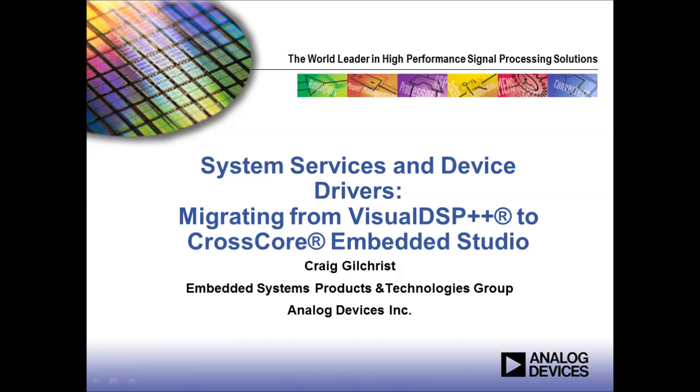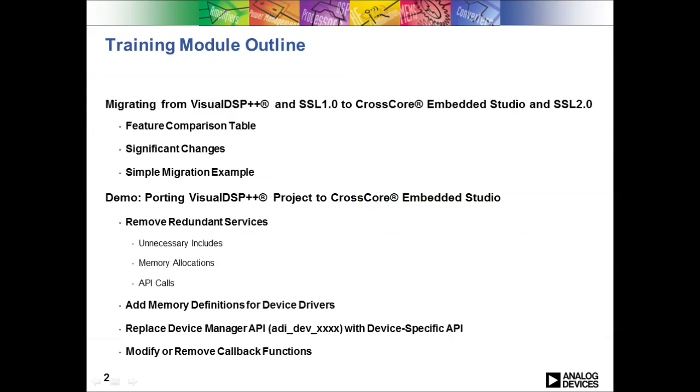This module is focused on migrating from SSL 1.0 in VisualDSP to SSL 2.0 in CrossCore Embedded Studio. In this module, we will provide an overview of the process for migrating from VisualDSP and SSL 1.0 to CrossCore Embedded Studio and SSL 2.0, providing a feature comparison and overview of the significant changes, together with a simple UART demo. This is followed by a live demonstration, porting a simple VisualDSP project that uses the system services and device drivers to CrossCore Embedded Studio.